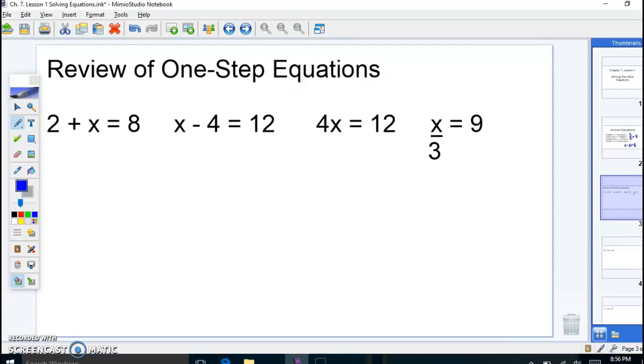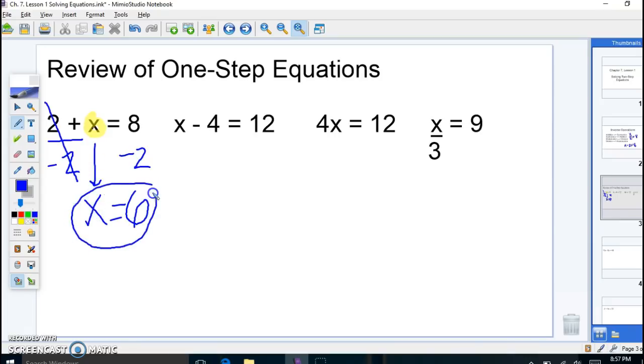Now, as a quick review of one-step equations, we've got one of each type here. We've got an addition problem. So the first thing that we're going to do is identify the variable. All right, so we have plus x. So what is on the same side of the equation as x, and what is happening to it? So what I mean here is we have 2 with x, and it's addition. So to undo plus 2, we have to subtract 2. So that would cancel that out. 8 minus 2 is 6. Drop down the x equals 6.